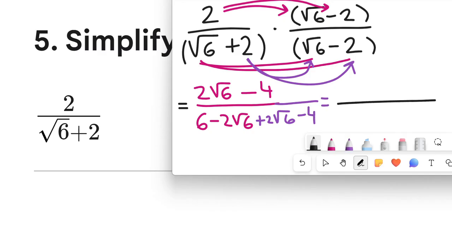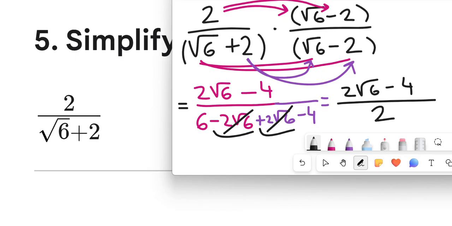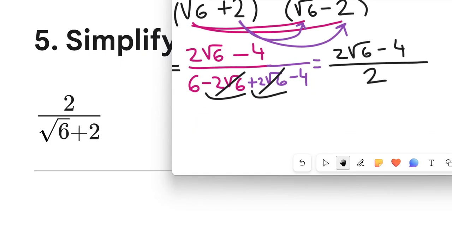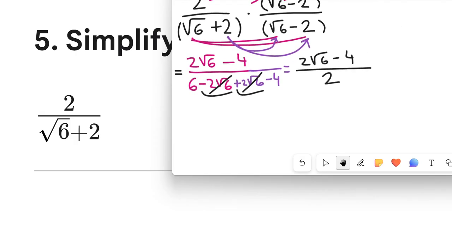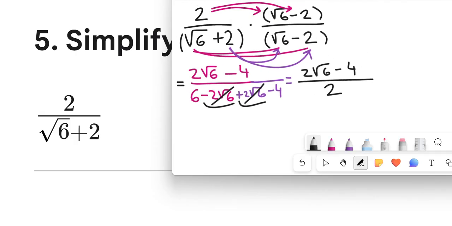Now this is something that we know already, right? 2 radical 6 minus 4, and then in the denominator negative 2 radical 6, positive 2 radical 6, they cancel each other out. 6 minus 4 is equal to 2. The only thing we can do is divide everything by 2 if we want to simplify that, right? So we can divide everything by 2. So what do we get? 2 divided by 2, radical 6. 4 divided by 2 is 2. 2 divided by 2 is 1.